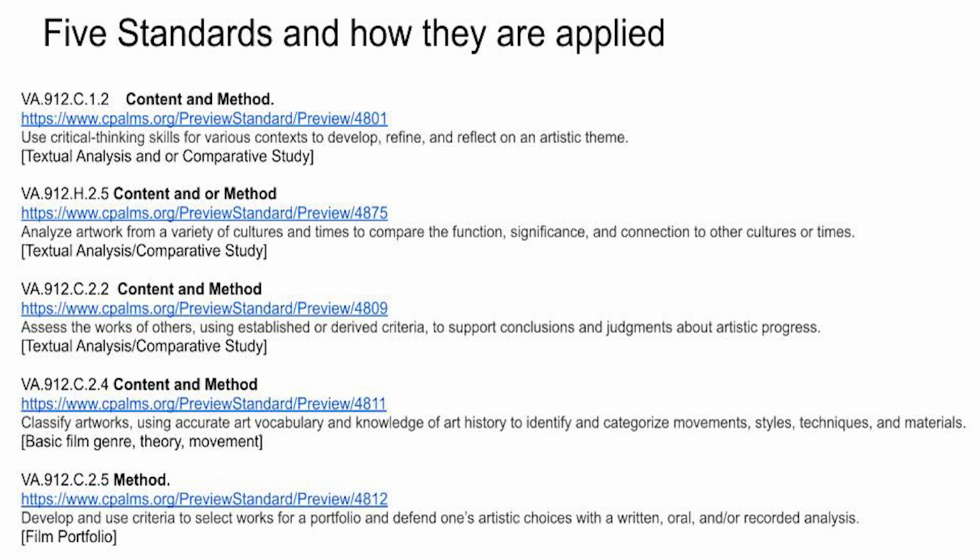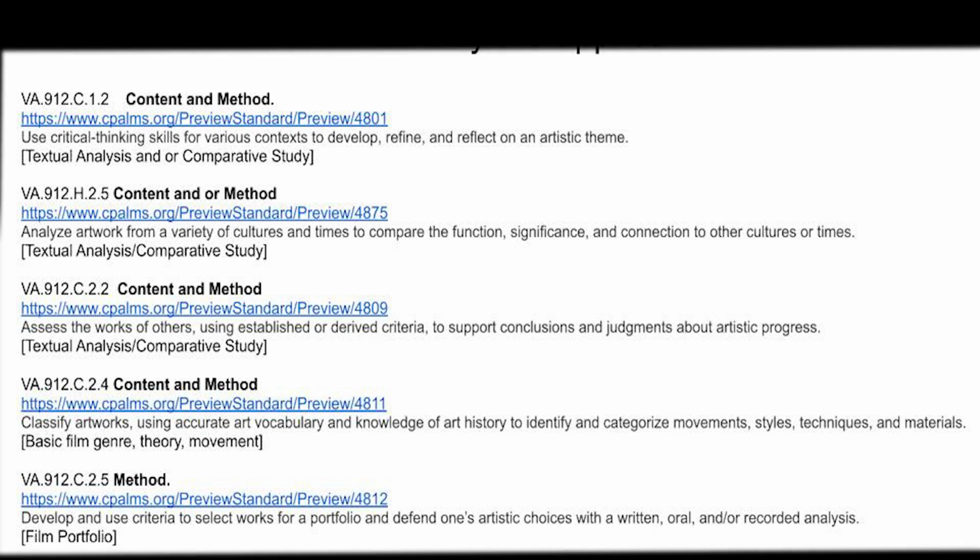So for visual arts, I've selected 912C24, and it says classify art, and I put film, classify artworks. So classify films using accurate film vocabulary and knowledge of film history to identify and categorize movement, styles, techniques, and materials. So this is really easy. I always have a really cool assignment where we focus on either the film movements or film history in general. So for this one, I'm going to talk just about movements for a moment.